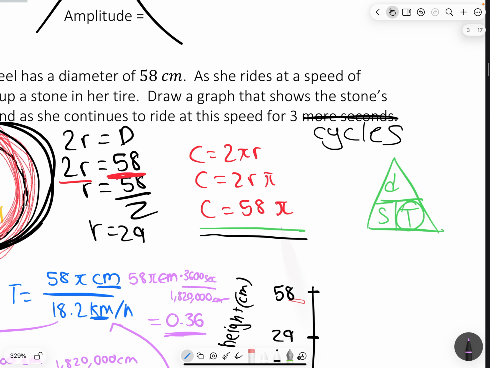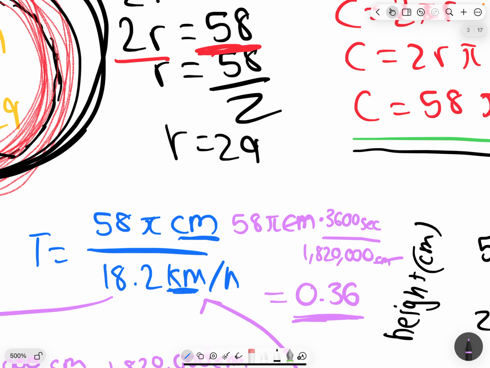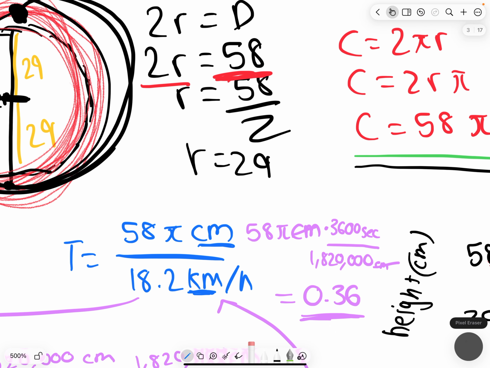Since the circumference is 58 pi, it's only once. We didn't calculate triple the circumference or anything. So we know that this is its period. 0.36 is its period because that is the amount of time it takes to do one entire circular spin.